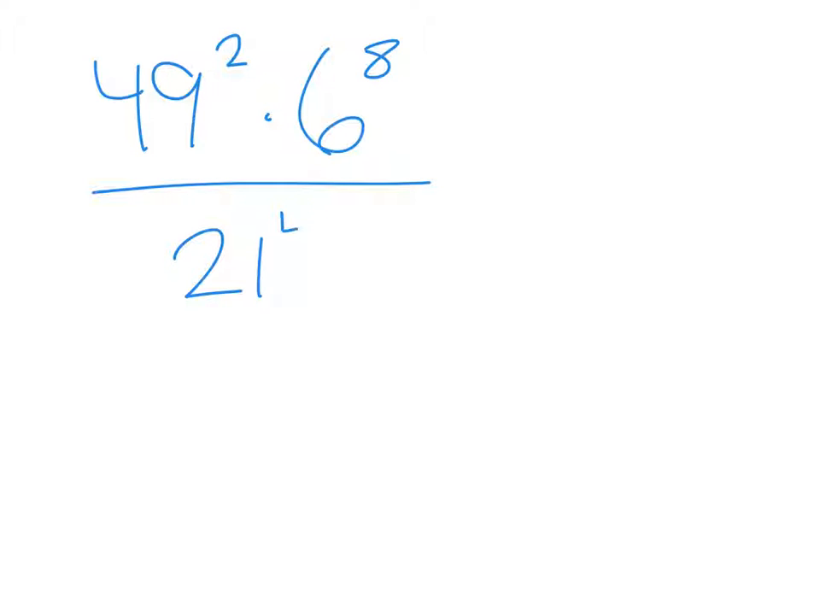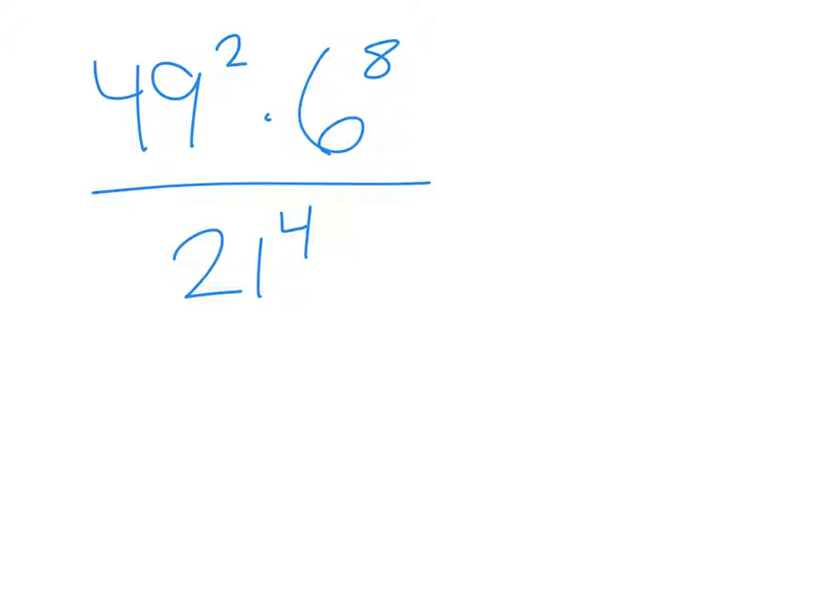Okay, for the math extra credit, here's the first problem on mid-module 1, problem 2. I'm going to walk you through this one, and then I hope that you can take this concept and apply it to the other two. So the problem says 49 squared times 6 to the 8th over 21 to the 4th.